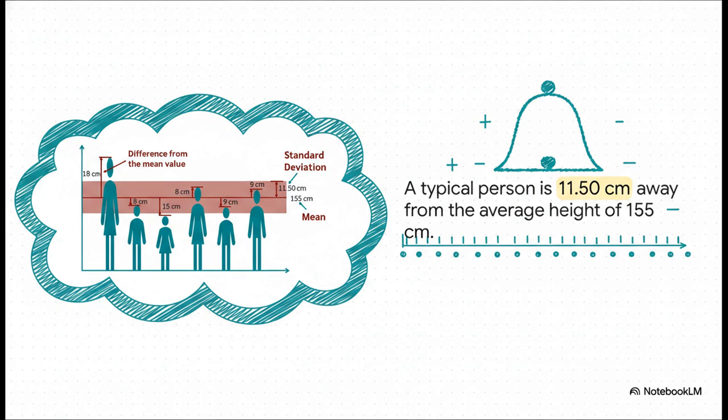The average height here is 155 centimeters. The standard deviation is 11.5 centimeters. So what does that number actually tell us? It means that a typical person in this group is about 11.5 centimeters taller or shorter than the average. It's just a beautiful single number that sums up the consistency of the whole group.